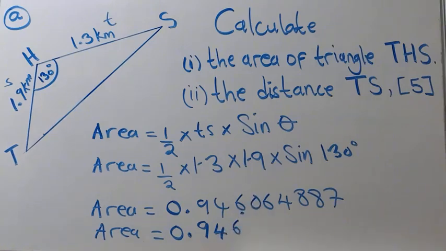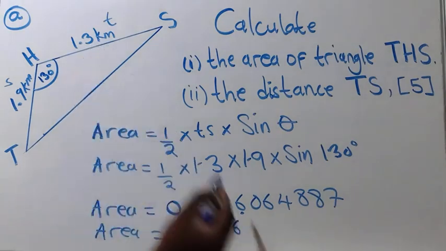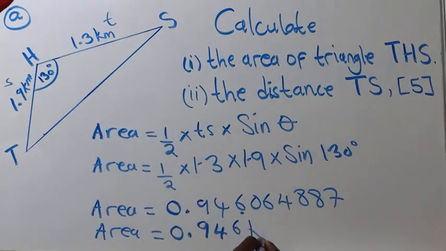So what are the units? We have kilometers, so it's going to be square kilometers, because this is the area. So this is our answer for finding the area of this triangle.